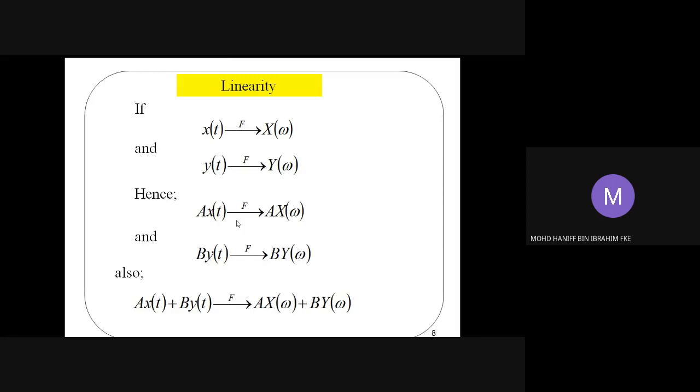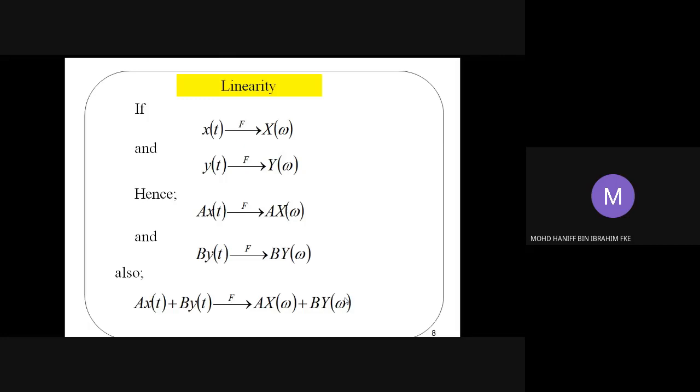This is the case if the signals are said to be linear. And if both a x(t) and b y(t) are added, so we have a x(t) plus b y(t), the respective Fourier transform is simply a X(omega) plus b Y(omega). So this is the linearity property. The Fourier transform does obey the linearity property.